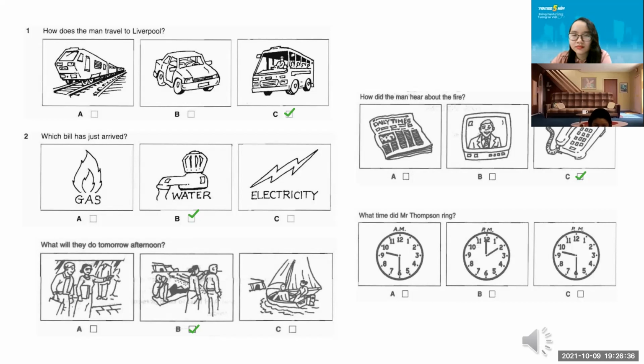Now listen again. Have there been any calls for me this morning? Yes, Mr. Thompson rang about the computer. Oh, what time was that? About 9:30. Can you ring him at 2 o'clock this afternoon? Yes, okay.